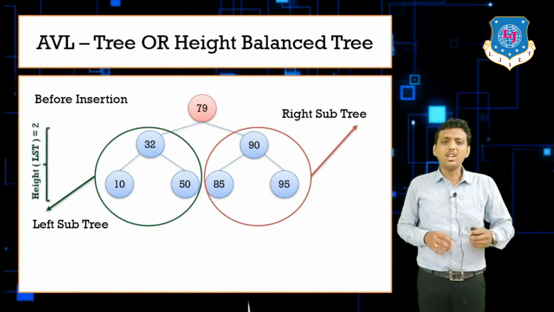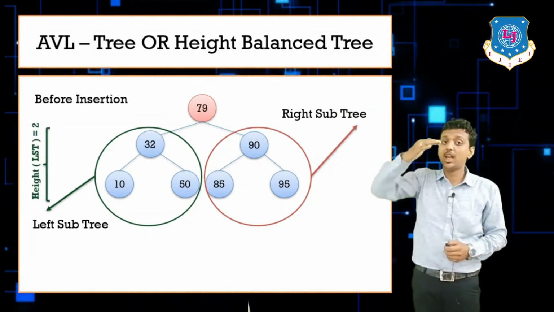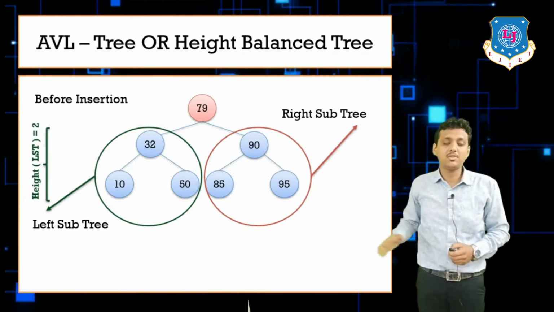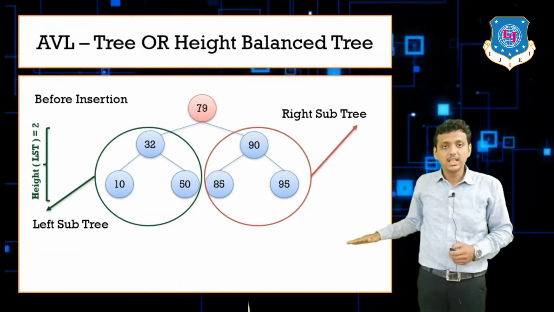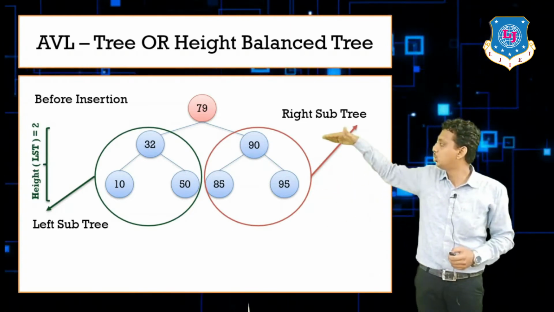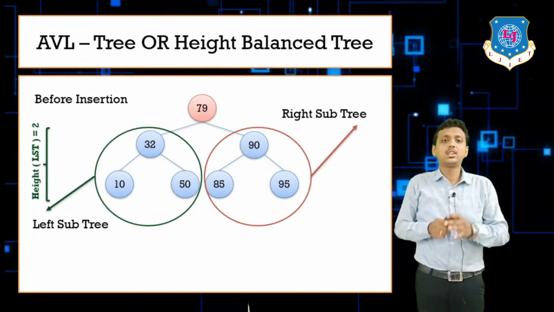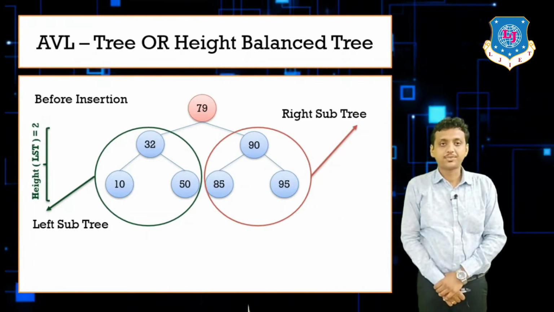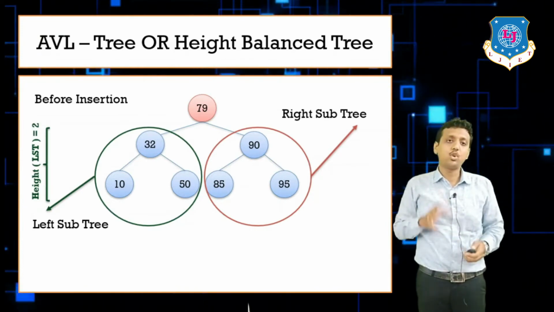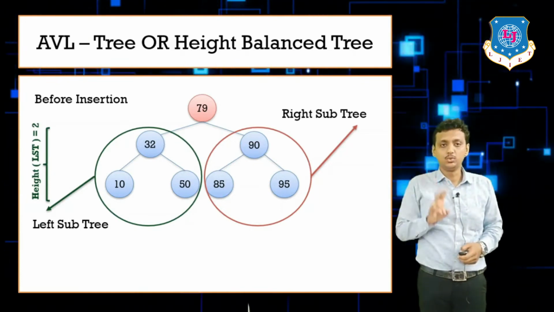What is the height of the left subtree? If you want to calculate the height of the left subtree, just go from the bottom level of the left subtree. That is 10 and 50, that is 1, and 32, that is 2. So this is 1 and 2. That is the height of the left subtree. Again I am repeating this sentence: for root node 79, students, the height of the left subtree is 2.